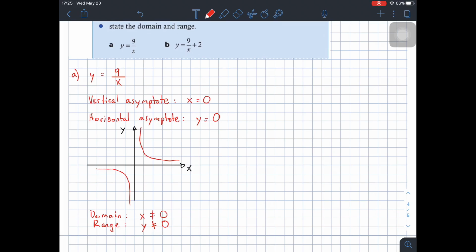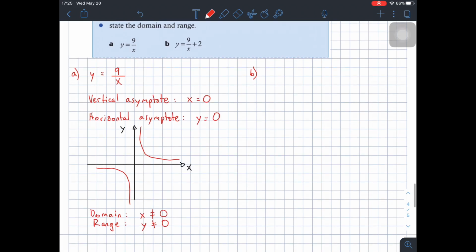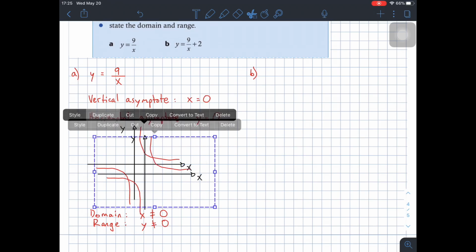Now for part B, I'm going to do that here. You see that we have exactly the same function, but now we have a +2 over here. If you remember from function transformations, this +2 is causing a vertical translation 2 units up. So that basically means that this function would have exactly the same shape, but it will be displaced 2 units up, right? So if I do a sketch of this, let me copy this for a second.